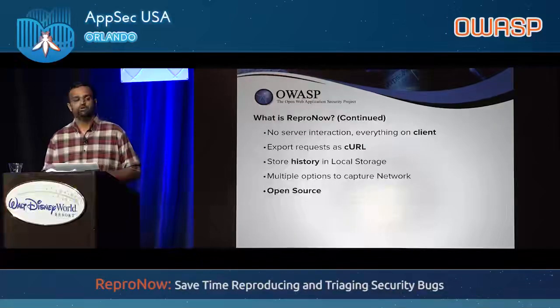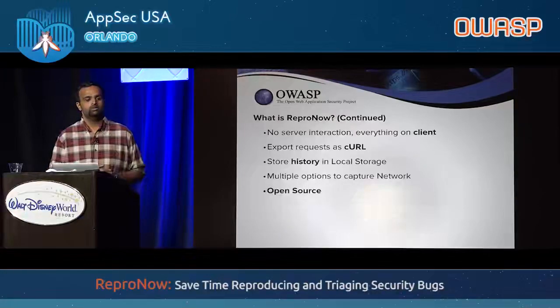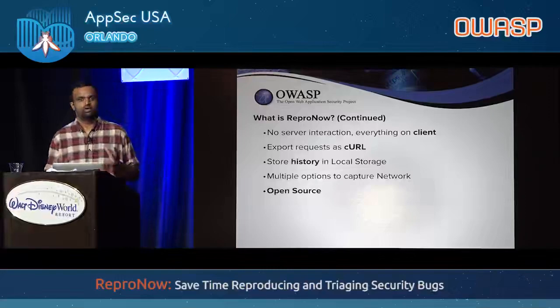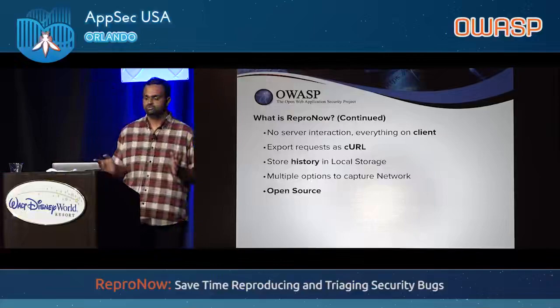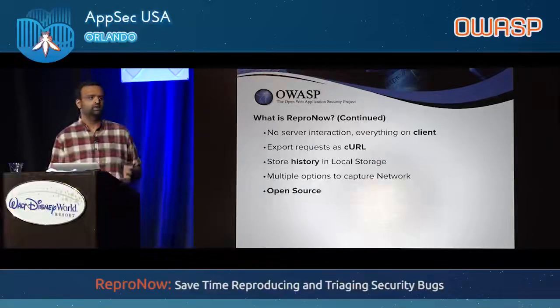We have the ability for you to export as a curl request. Sometimes when you're submitting a bug bounty bug, the security engineer asks for a curl request, so we have the ability for you to do that as well. And you can use this to export to Burp. We also store all your recordings in the local history. So let's say you recorded something 3 weeks back and you want to go back and check what happened in the network; you could do that as well. We have multiple options for you to capture network. We're going to talk about this in a future slide. Most importantly, everything is open source. So if you want to take a look at the code and add more functionality to it, you are open to do so.